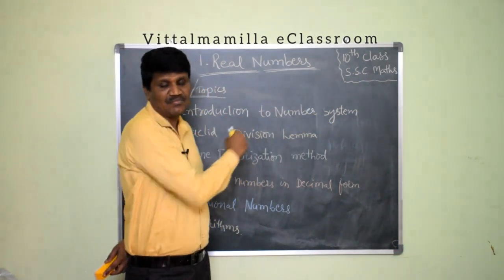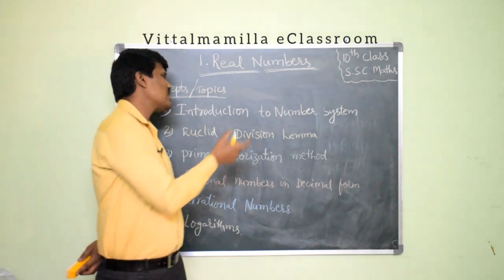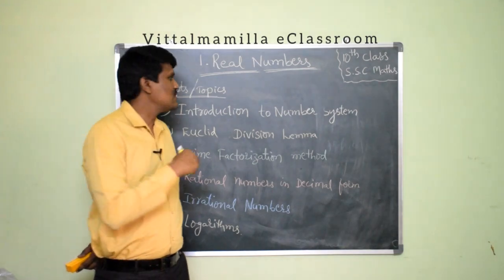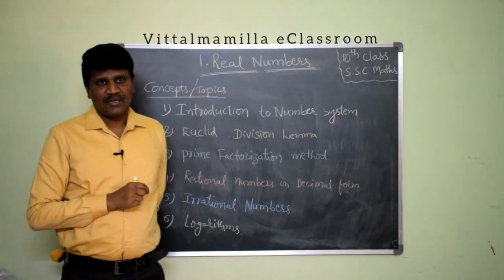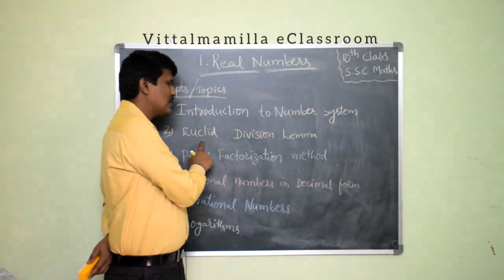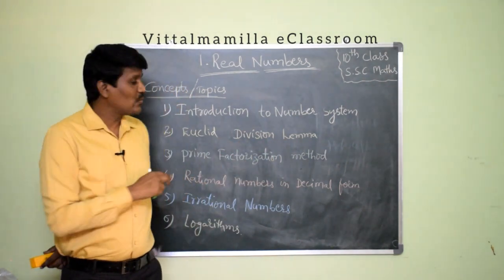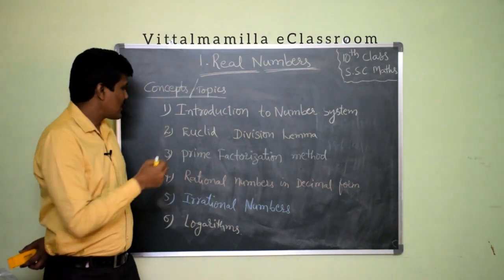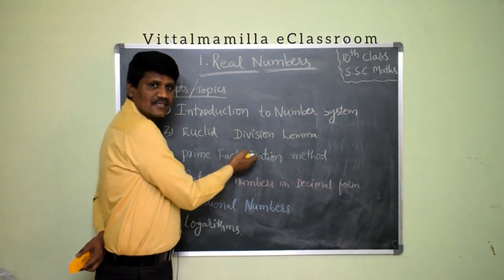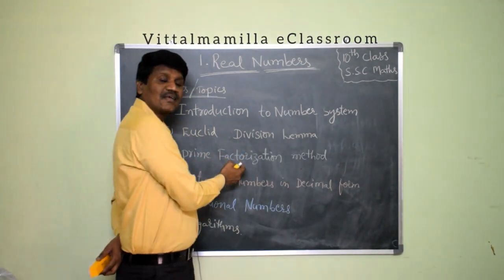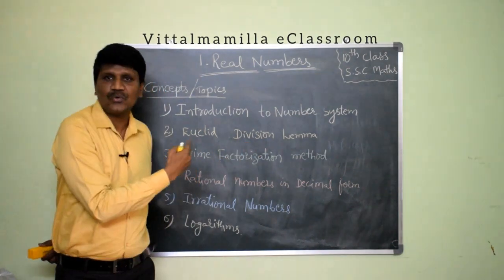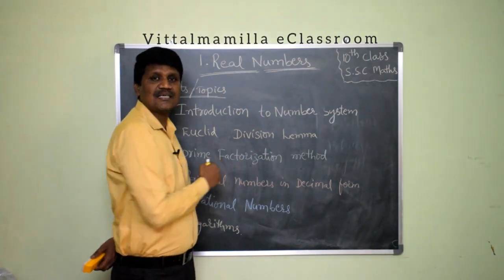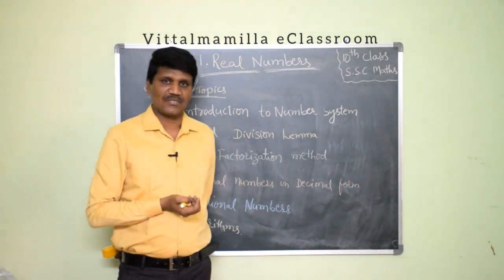In this, we will look at what all the numbers are in the number system. Though you have learned it in the 9th class, we will quickly recapitulate it. The second one is Euclid division lemma and the problems related to it. The third one is prime factorization method. In this we will learn how to do prime factorization of a given number, and also we will find the LCM and HCF of 2 numbers or 3 numbers.